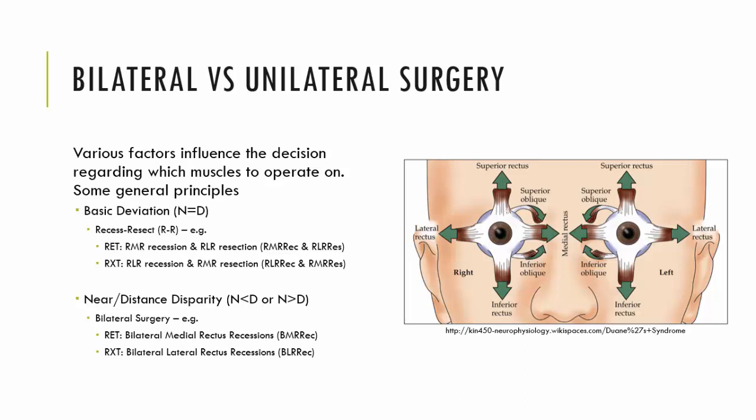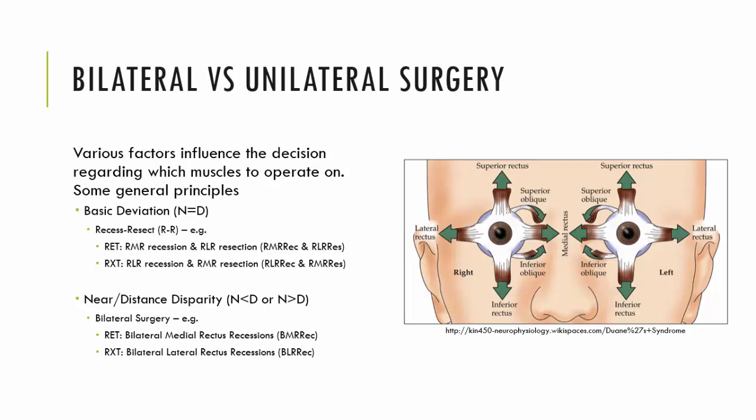Now, when performing recession and resection procedures to improve the alignment of patients, it's not usually sufficient to operate on only one extraocular muscle. The deviation has to be extremely small to operate on only one extraocular muscle. We're operating on two extraocular muscles. Now, the decision has to be made whether bilateral surgery or unilateral surgery is performed.